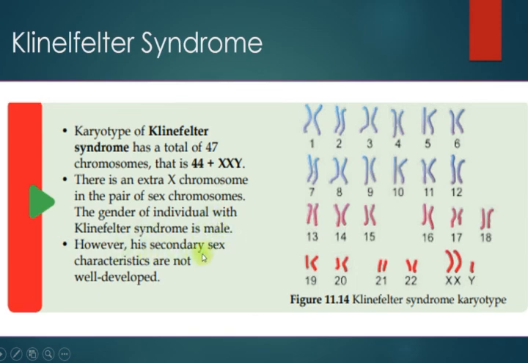However, his secondary sex characteristics are not well developed, because of the presence of the extra X chromosome. So you have to know that the karyotype of Klinefelter syndrome is 44 plus XXY. There is an extra X chromosome on the sex chromosome pair.